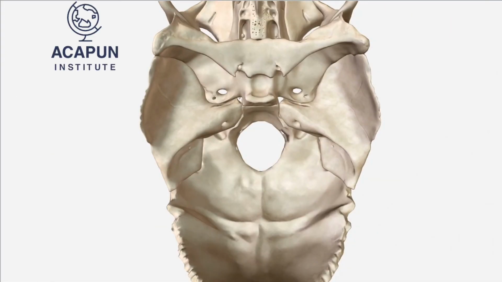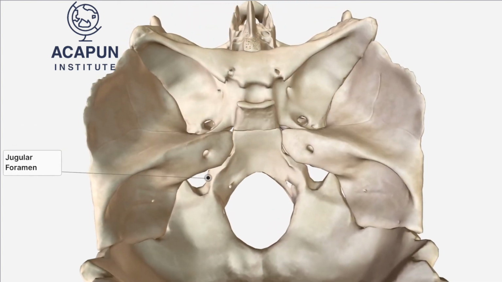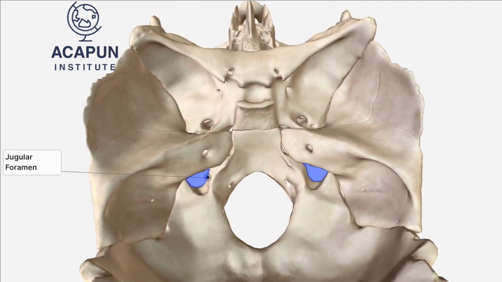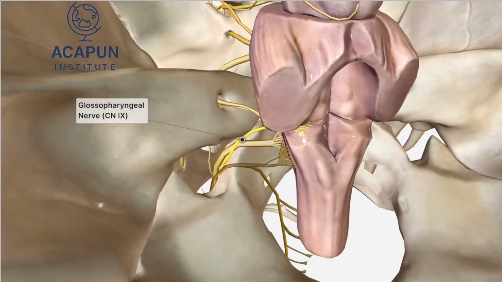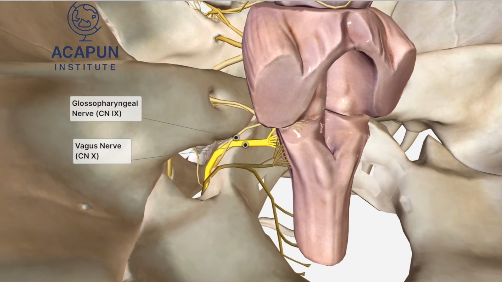And we'll work our way inferiorly within the posterior cranial fossa to find the jugular foramen, which is a large opening through which several structures pass. It can be thought of in three sections: anterior, middle, and posterior sections. Three cranial nerves pass through the middle section: the glossopharyngeal nerve, cranial nerve 9, the vagus nerve, cranial nerve 10, and the cranial part of the accessory nerve, cranial nerve 11.